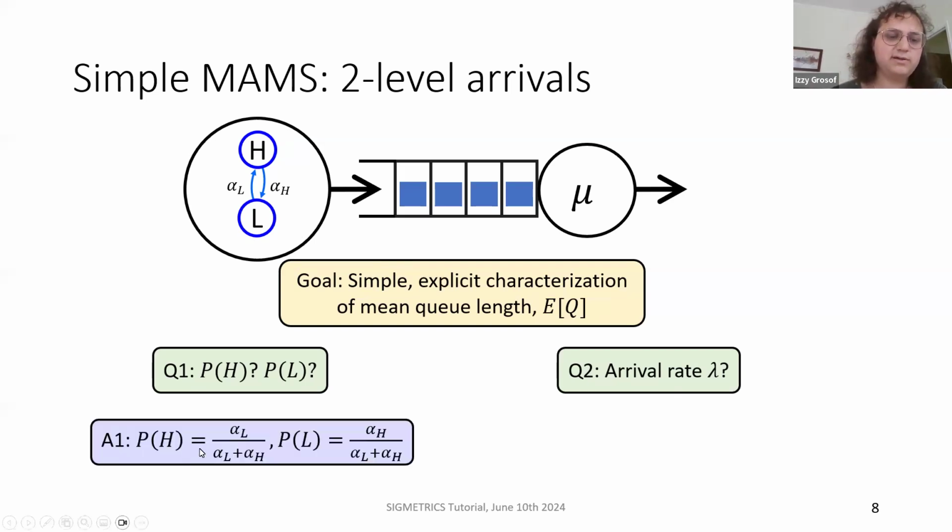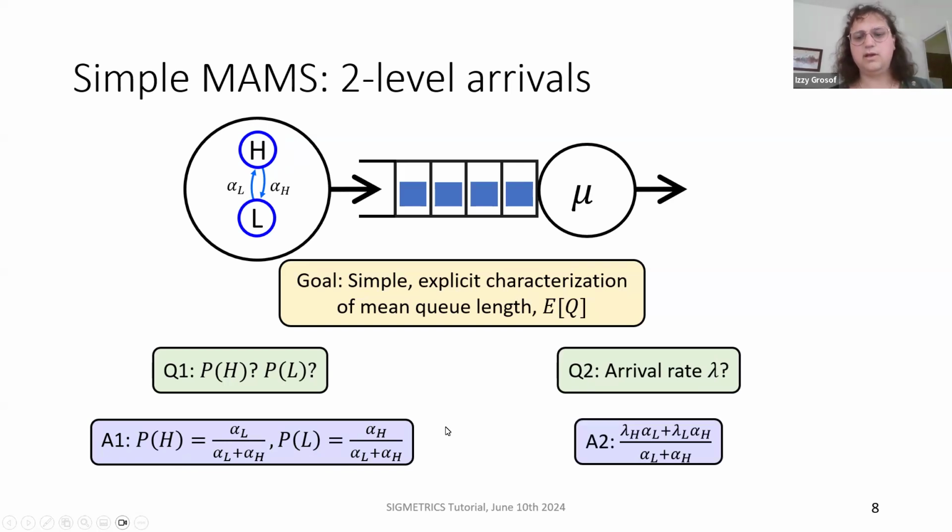The fraction of the time the system is in the high intensity state is alpha L over alpha L plus alpha H. And that makes sense: if the rate of moving from L to H is very low, we're not going to spend much time in the high intensity rate, and if it's very high, we'll spend all of our time in the high intensity rate. P_L is just the rest of the probability. To calculate the arrival rate lambda, we just multiply these two probabilities by the conditional rates, and we get this overall arrival rate. We'll use that in the formulas we're going to develop going forward.